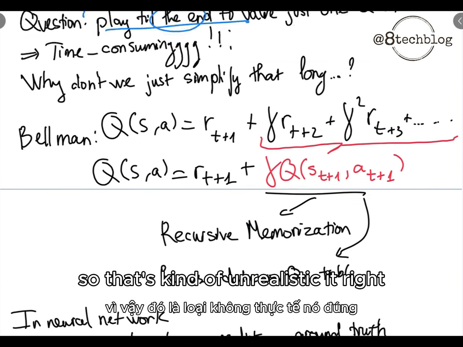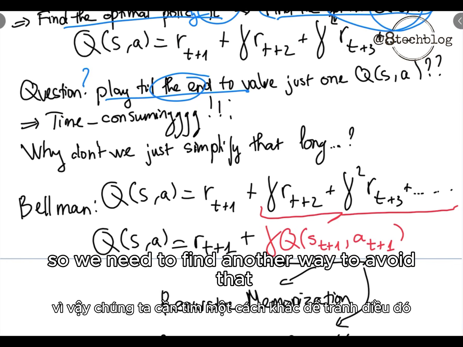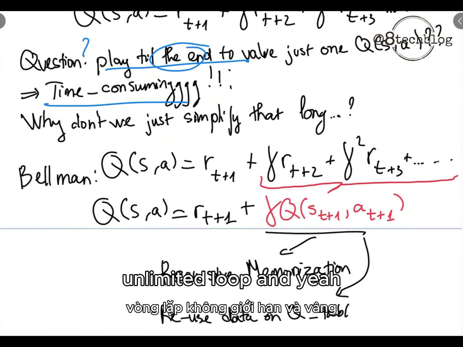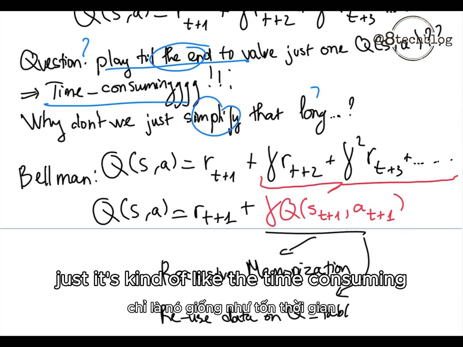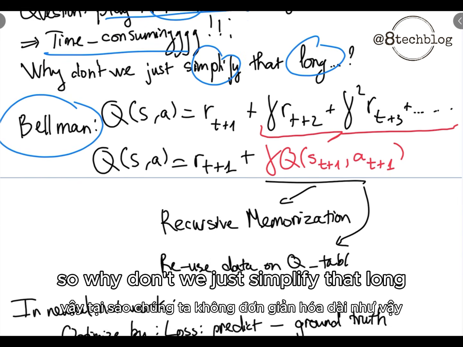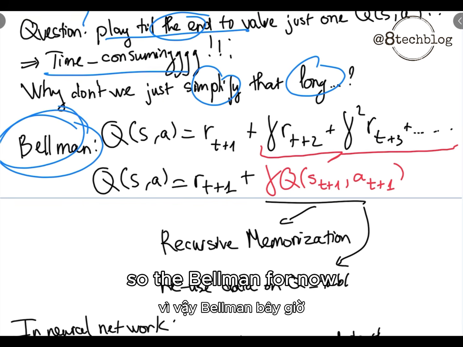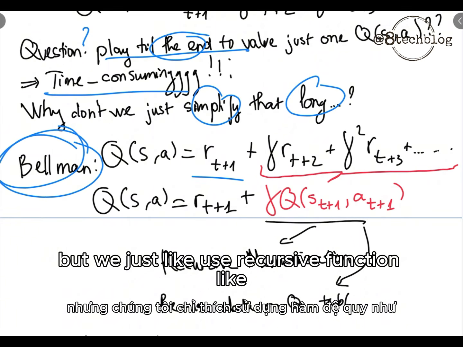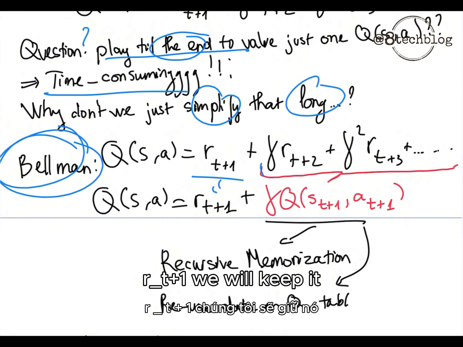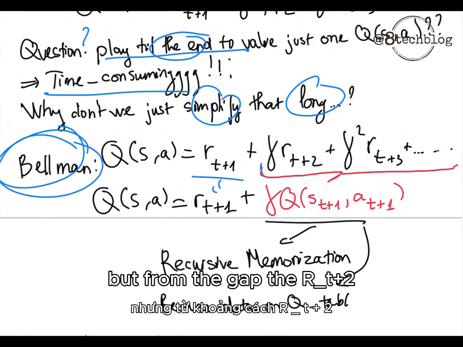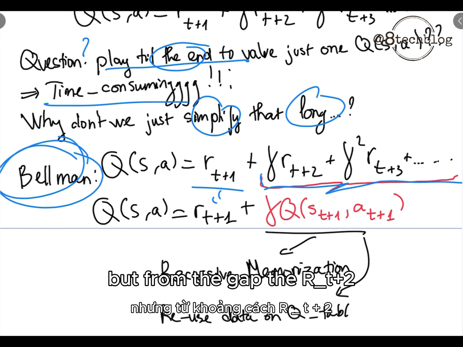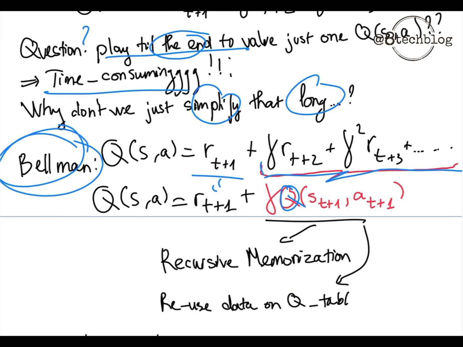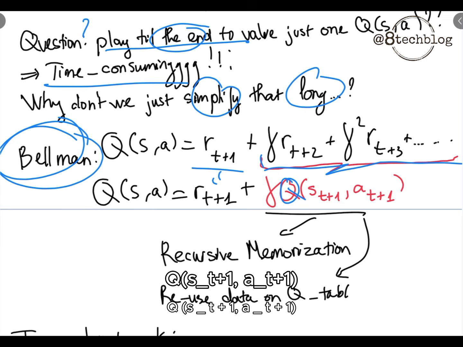We calculate everything until the end just to get the reward for one step. So that's kind of unrealistic, right? We need to find another way to avoid that unlimited loop, and it's also time consuming. So why don't we simplify that? The Bellman equation says it's simple: we use a recursive function. We keep R(t+1), but to get R(t+2), R(t+3) and so on, why don't we just reuse Q(S(t+1), A(t+1)), that's it.